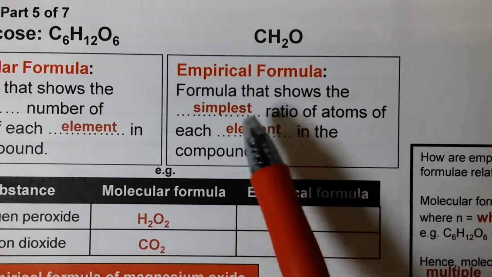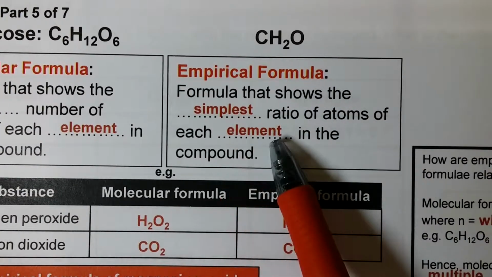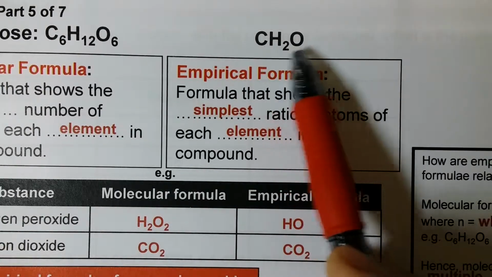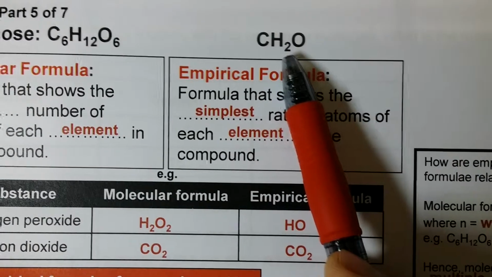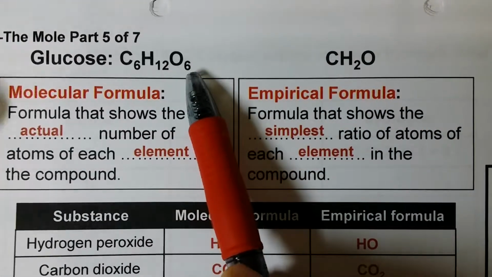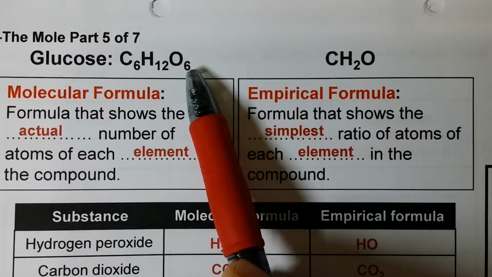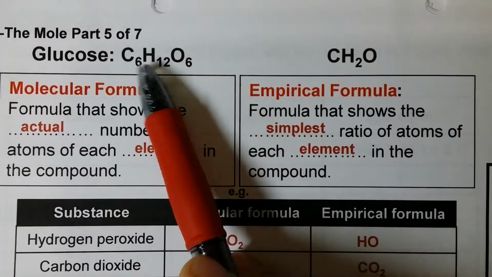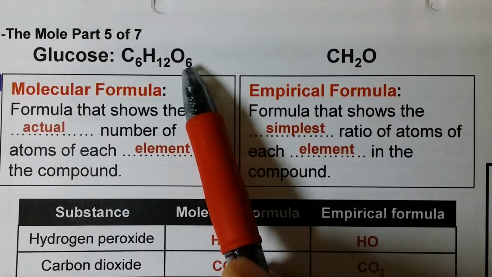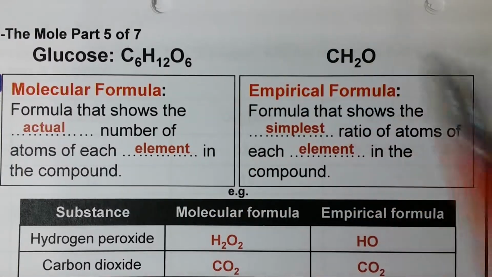Empirical formula would be the simplest ratio of atoms of each element. So for each element, the ratio of the number of atoms must be the simplest. So 6, 12, and 6, all these 3 numbers can be divided by 6. So 6 divided by 6, 1. 12 divided by 6, 2. 6 divided by 6, 1. That's why you get 1, 2, 1 here.